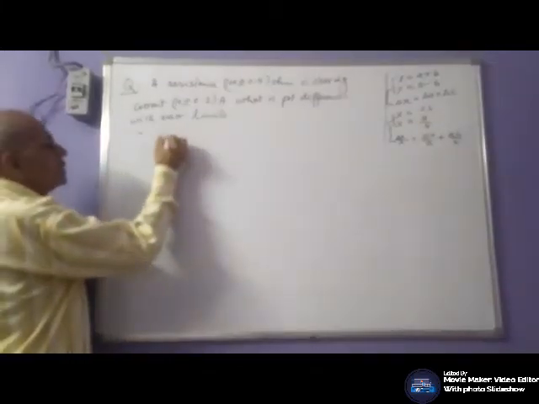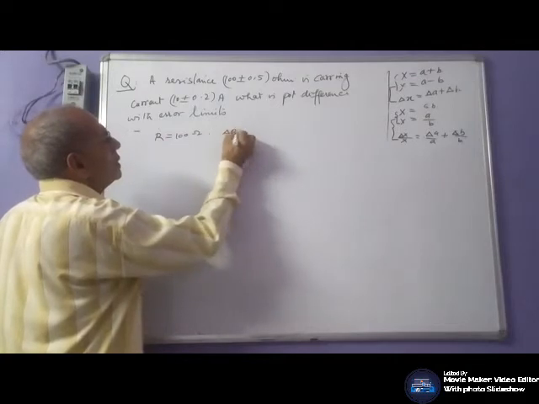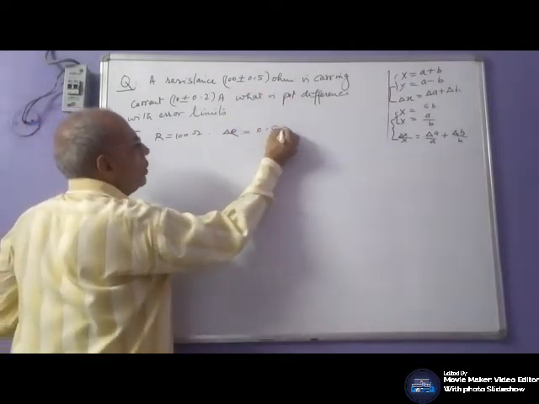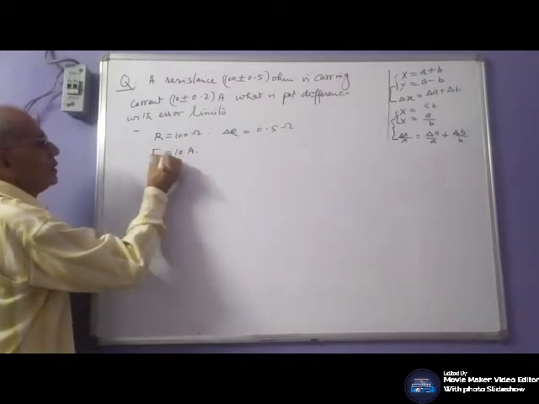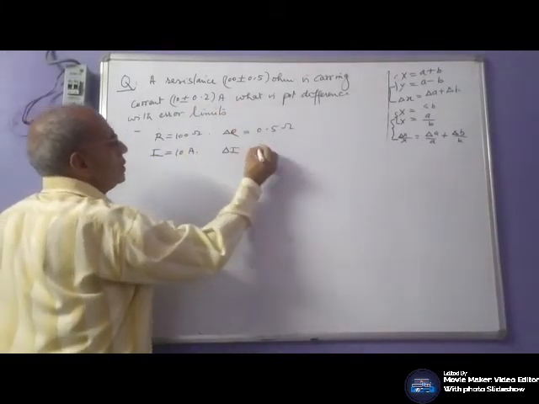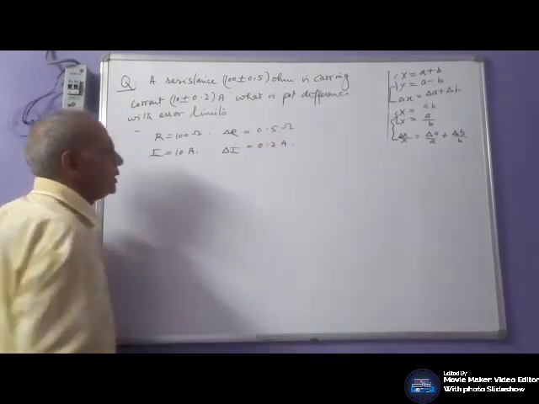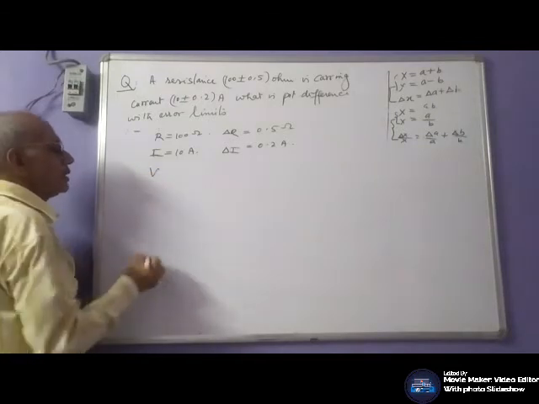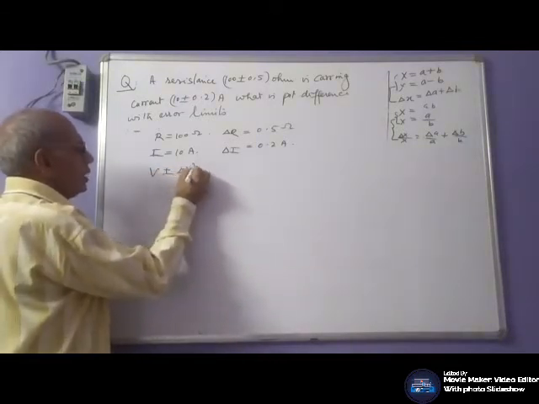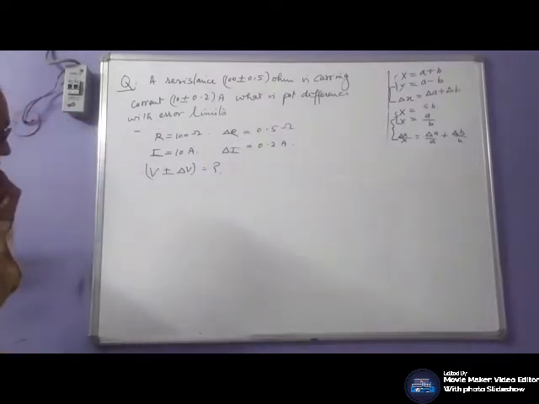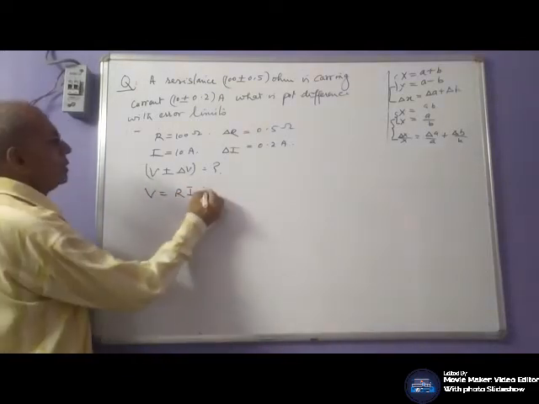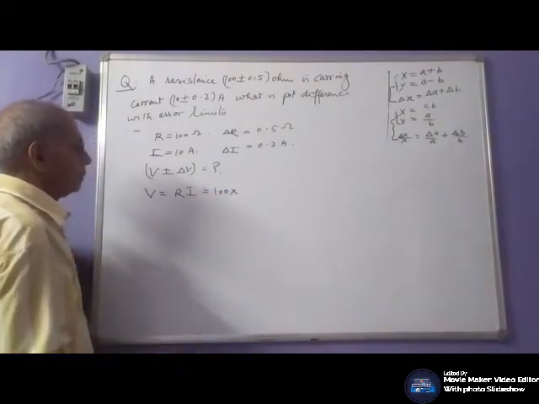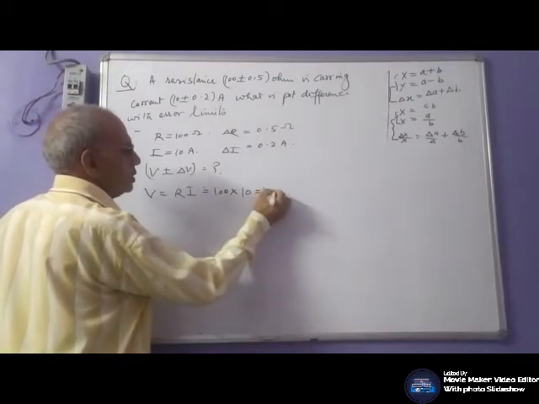A resistance 100 ohm, absolute error 0.5 ohm, carrying a current 10 ampere, absolute error 0.2 ampere. Find the potential difference within error limits. We know V = R I, Ohm's law. R is 100, I is 10, so it is 1000 volt.